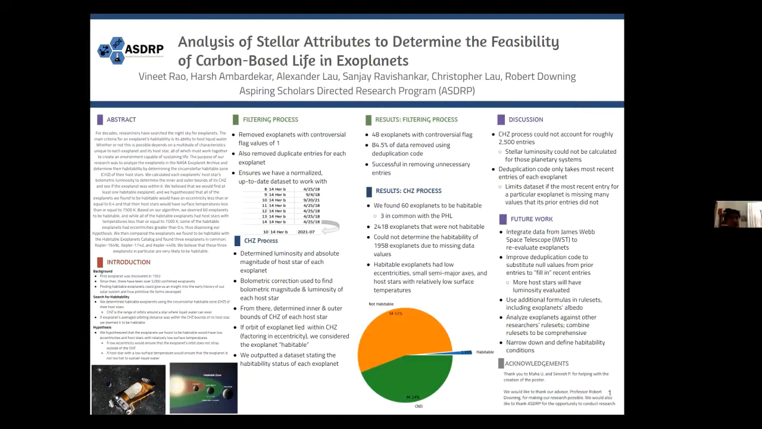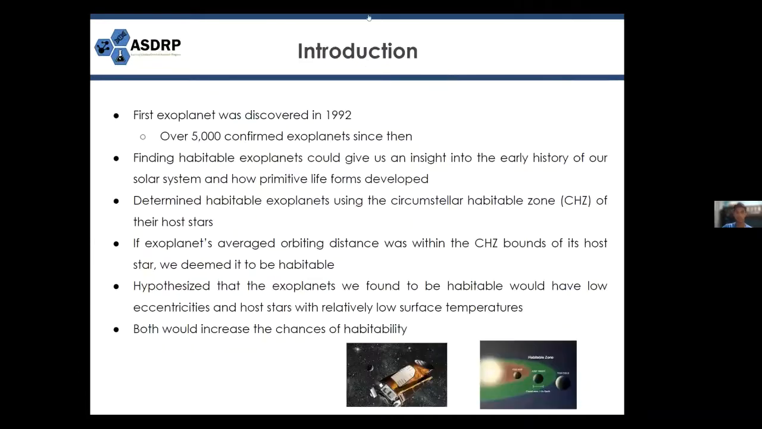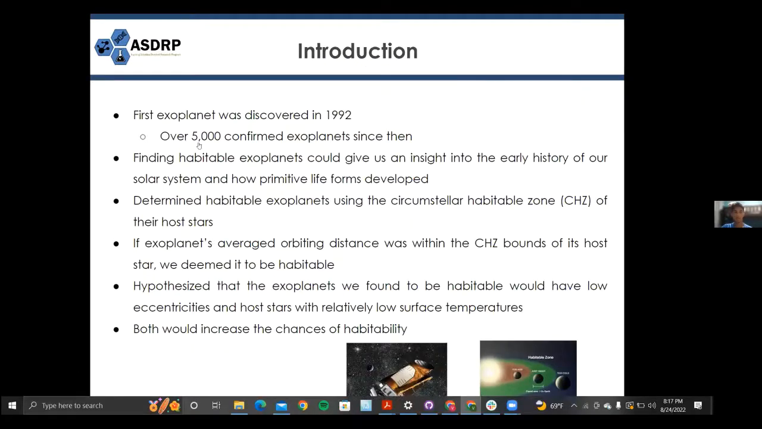Hello, everyone. Today we will be presenting the analysis of stellar attributes to determine the feasibility of carbon-based life in exoplanets. As a brief intro, the first exoplanet was discovered in 1992, and ever since then, over 5,000 confirmed exoplanets have been discovered.